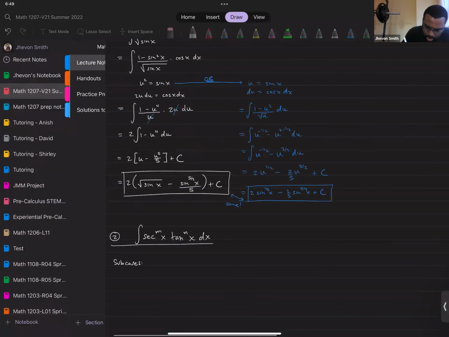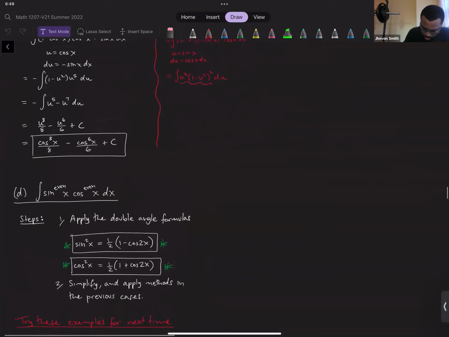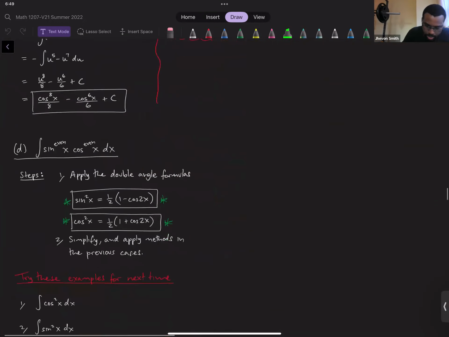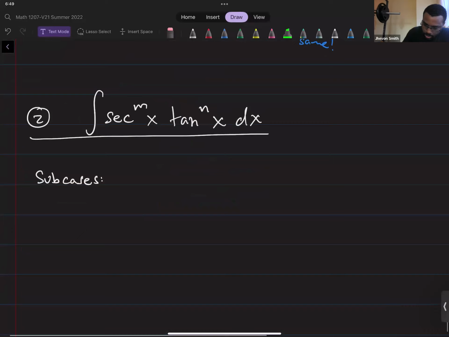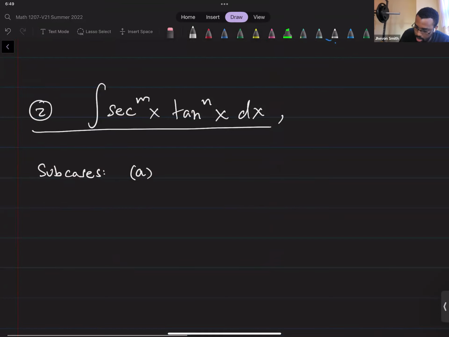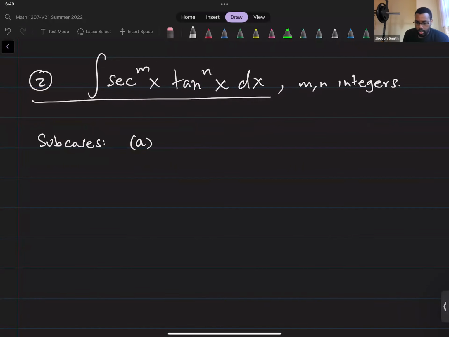Did I number these subcases or did I letter them? I use letters. So A. Here's one subcase when you have secants and tangents together, and at this point we're assuming M and N are integers. The same idea would apply: if we know how to deal with the integer case very well, then we can use the lessons that we learned from that to deal with non-integer power cases. But essentially, here are the situations.